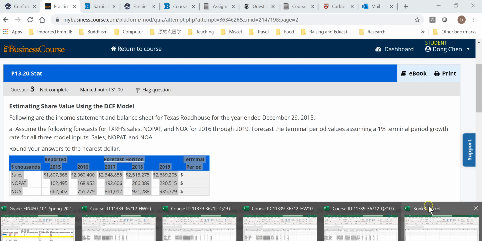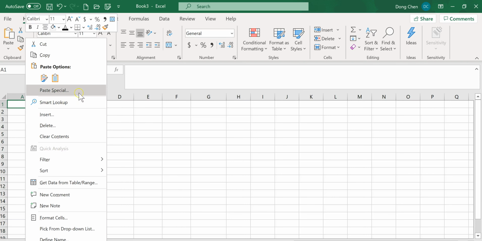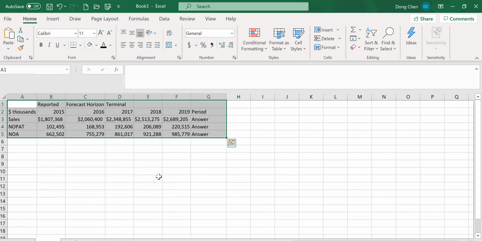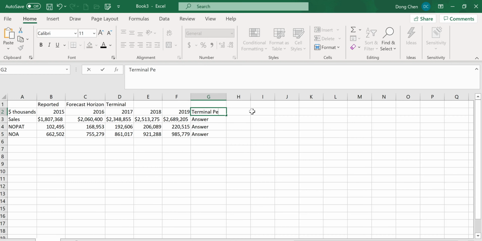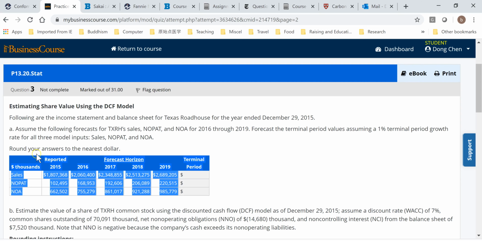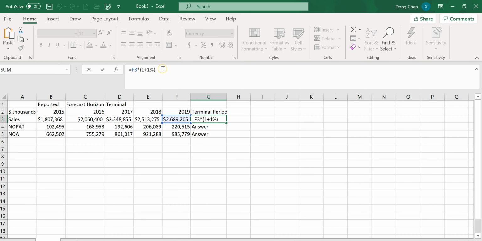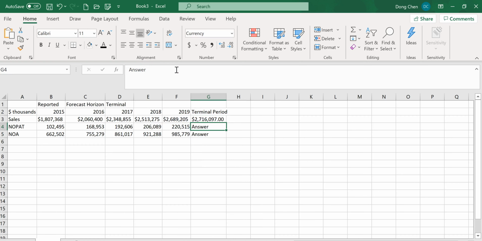So first, let me copy the numbers into my spreadsheet and paste special values. And so the terminal period, we're given that all these 3 inputs will grow at 1%. So it's going to be the 2019 number times 1 plus 1%. And we have to pay attention to the rounding requirement. Here it asks us to round your answers to the nearest dollar. So we need to use the round function and keep 0 decimal places.